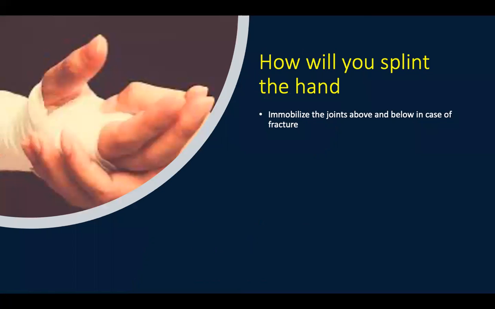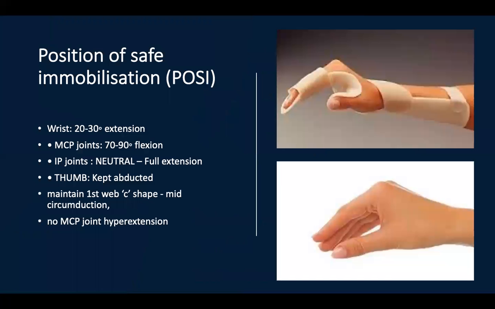And how will you splint the hand? All of us know that we should immobilize the joint above and below in case of fracture. What about the other times? It is always better to put the slab in the position of safe immobilization. What is it? In the position of safe immobilization, the wrist is kept in 20 to 30 degrees of extension, the MCP joints in 70 to 90 degrees of flexion, the IP joints in neutral, full extension, and the thumb is kept abducted, maintaining the first web space in midpalmar abduction, with no metacarpophalangeal joint hyperextension in the thumb.